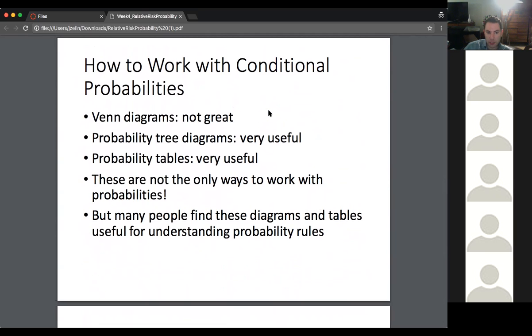So when working with conditional probabilities, Venn diagrams are not that helpful. The two ways that we're going to teach you to approach this are probability tree diagrams, which are one useful way of keeping track of your conditional probabilities, and also the probability tables, which we've already gone over. Those are two great ways to visualize your conditional probabilities, so that it's not as confusing.